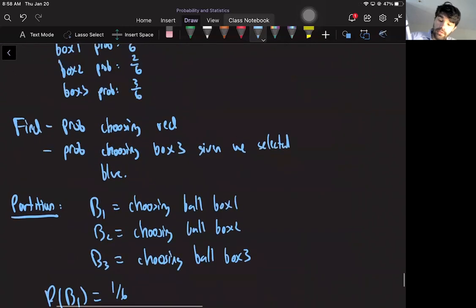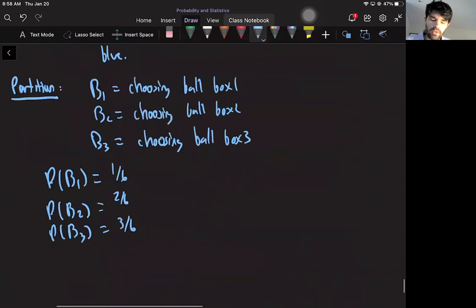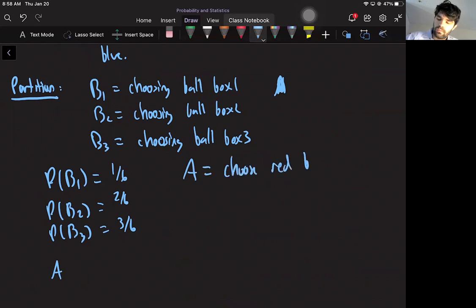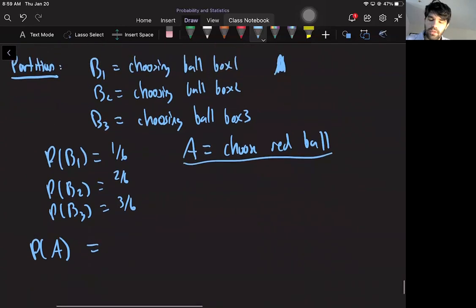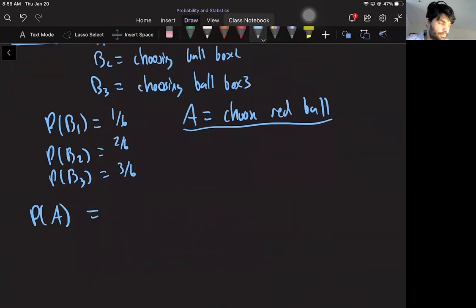Okay, so let's make a name for this, the probability of choosing red. I'll do it here, I guess. A is choose a red ball. So then for the probability of A, we can use the law of total probability. Bayes' rule is for when you're trying to find something given something else in a different order. But if you're just finding the probability of an event, you can use the law of total probability as long as you know all of the conditionals, which we do.